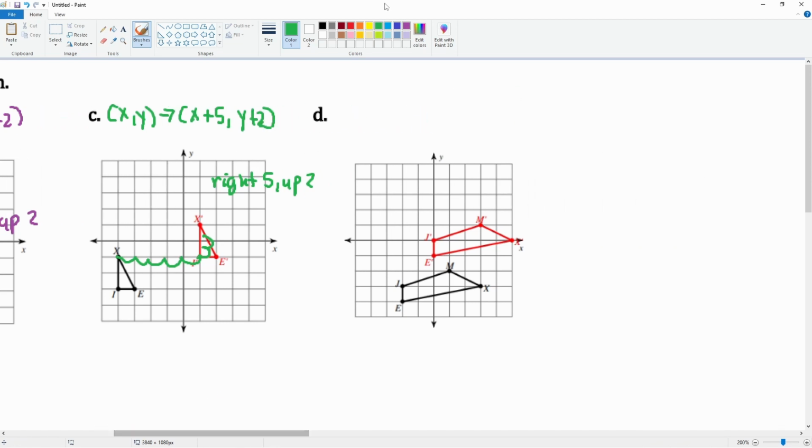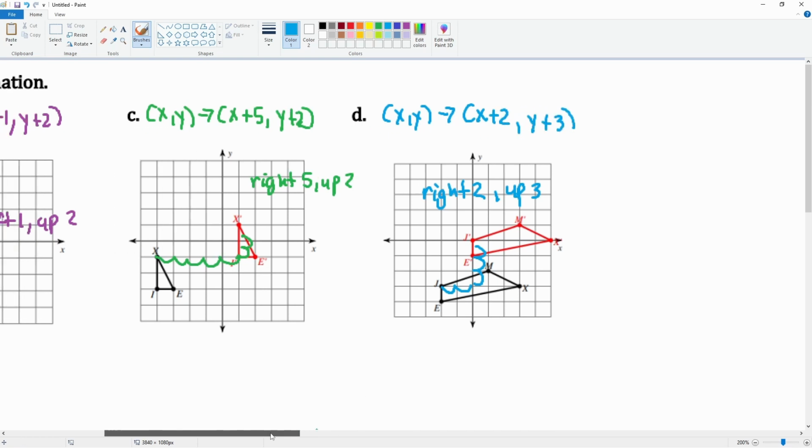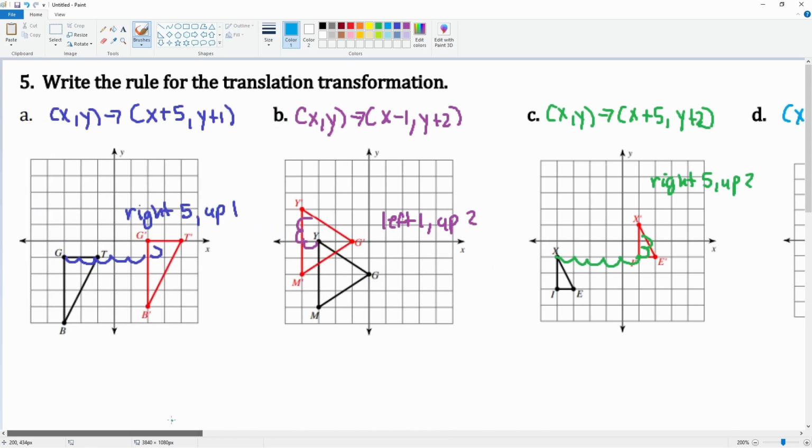And then we have letter D. Let's look at the J here. The J looks like it went 1, 2, so it went right 2. And then it went up 1, 2, 3, up 3. So any point x comma y, arrow, x is going to be added 2 for the right 2. Y plus 3 represents the up 3. This would be the transformation for the translation.